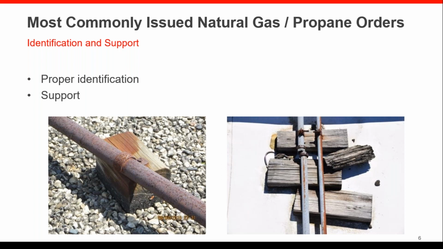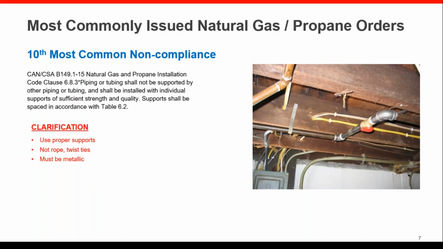Here you'll see an example of poor support, and I could also use this as an example of a corrosion concern. But this is our 10th most common non-compliance. And so what I'm going to do here with this format is I'll put the code or the regulatory requirement to the left, clarification below, and then if I have an illustration to help address it better, it'll be on the right.